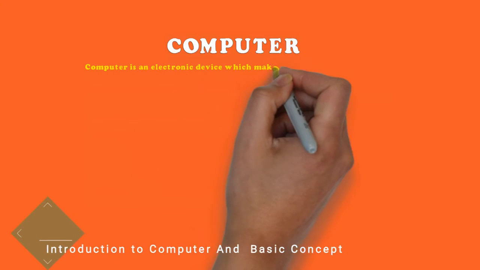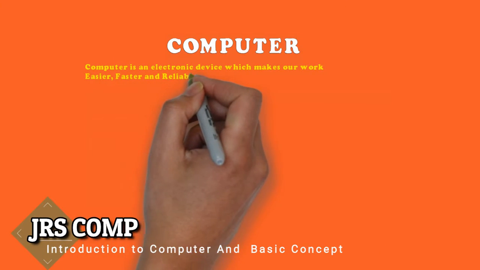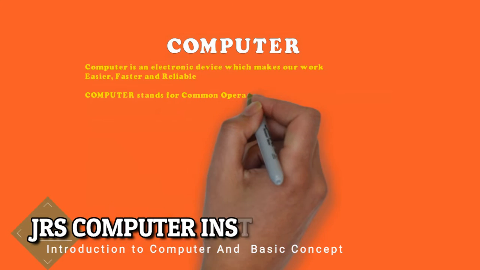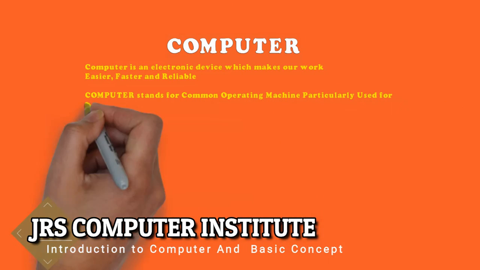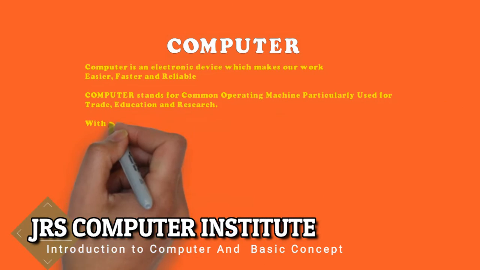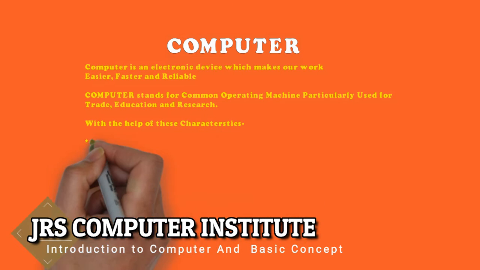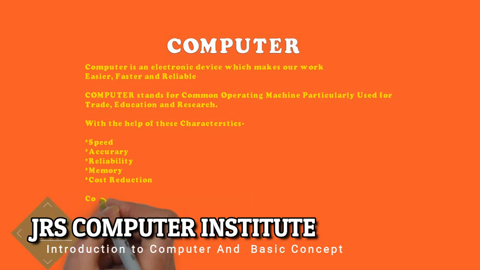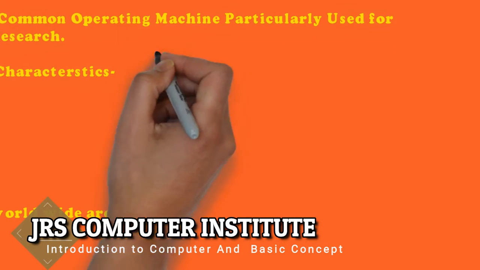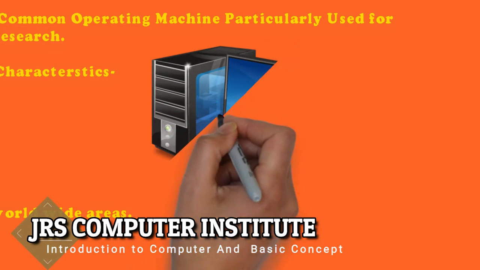Computer is an electronic device which makes our work easier, faster and reliable. Computer stands for Common Operating Machine, particularly used for trade, education and research. With the help of these characteristics, speed, accuracy, reliability, memory, cost reduction, computers are used in worldwide areas. You can see a picture of a computer.